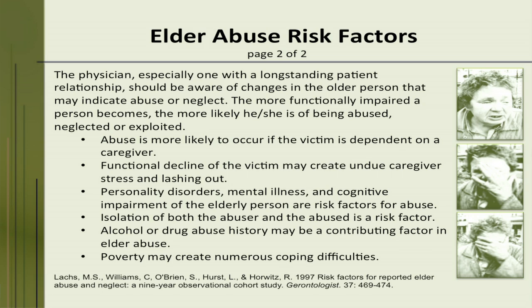And then there's personality disorders, mental illness, and cognitive impairment of the elderly person, which are risk factors for abuse, because when an older adult has a personality disorder or mental illness or cognitive impairment, they may act that out in aggressive ways that then cause a retaliation or a response from the caregiver. Now, isolation of both the abuser and the abused is a risk factor, as we mentioned before. We mentioned the idea of alcohol and drug abuse history, and these are things that a physician can pick up on whenever these older adults come into the clinical setting.